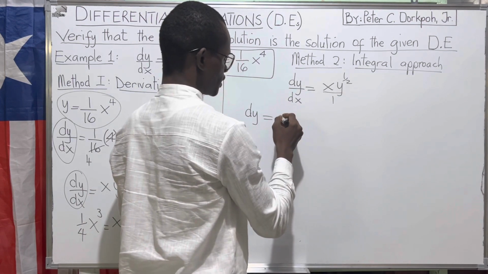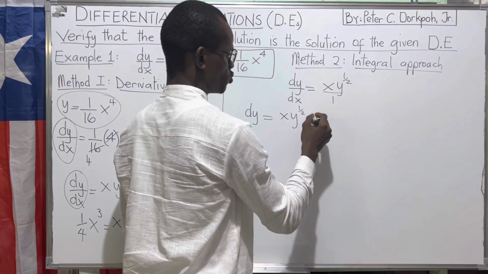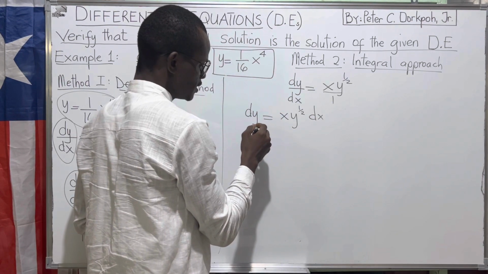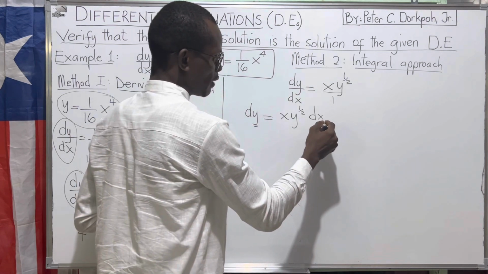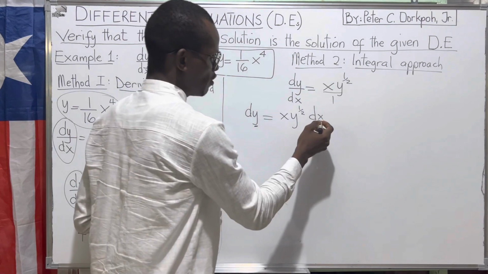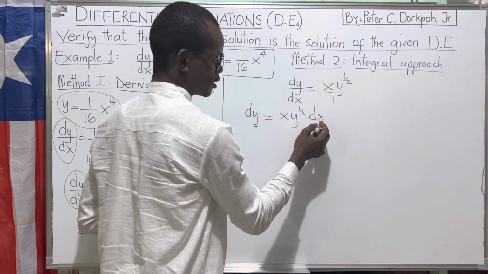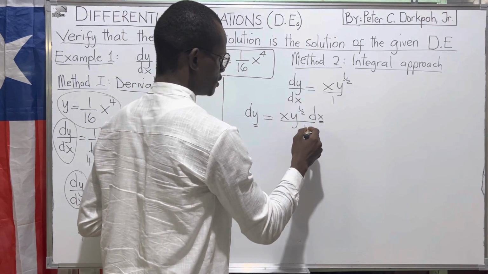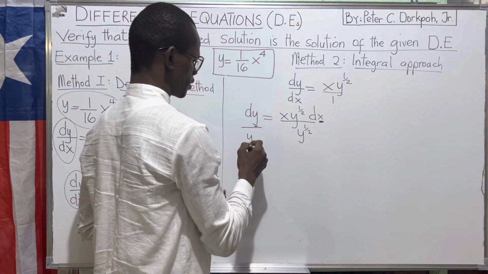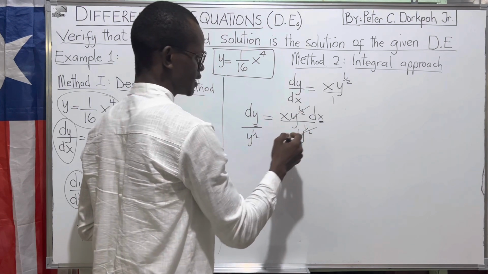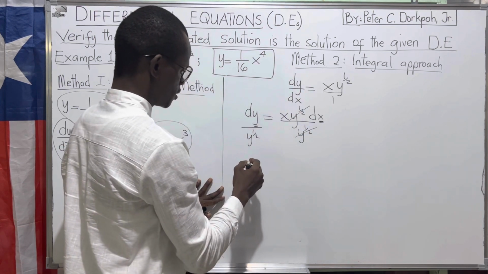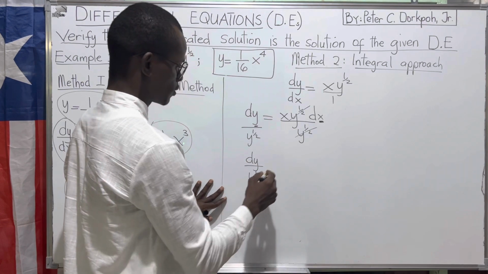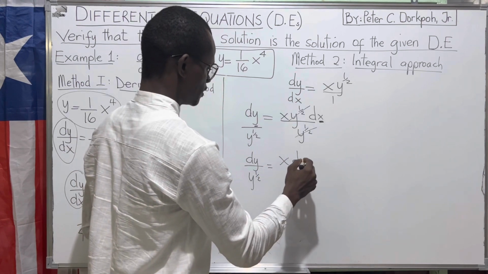dx times this, so it's x y raised to the power 1 over 2 dx. Now, the variable here that we must integrate is y. The variable here that we must integrate is x. So every other variable in this expression is considered a constant with the exception of x. So because y is here, we must get rid of y. We divide both sides by y raised to the power half. So this and this cancel. Now we're left with dy over y raised to the power 1 over 2 equals x dx.